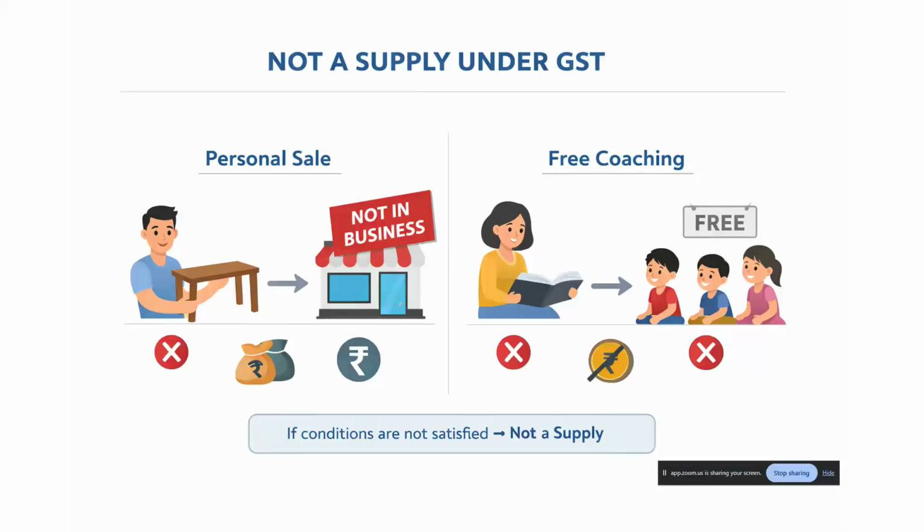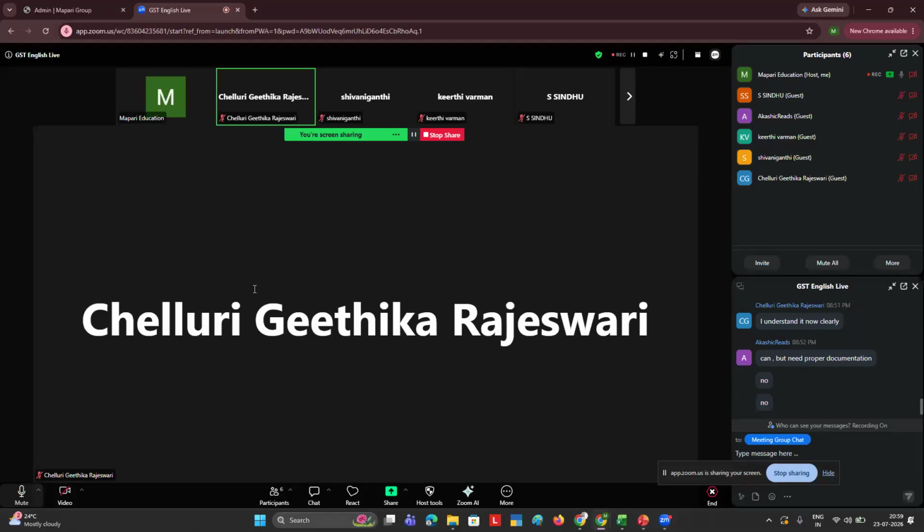Now, here is a question in front of you. Looking at the first example, is this a supply or not? I'm selling a personal table. Is this a supply? I'm selling the personal table in the market. Will this qualify as a supply? No. Second one, free coaching. We are providing free coaching. Will this qualify as a supply? Fast answer.